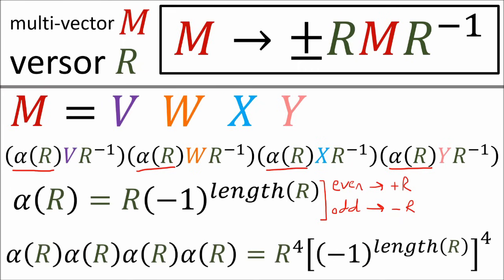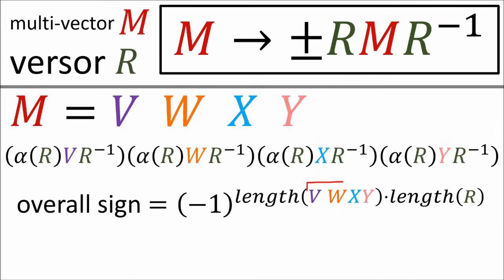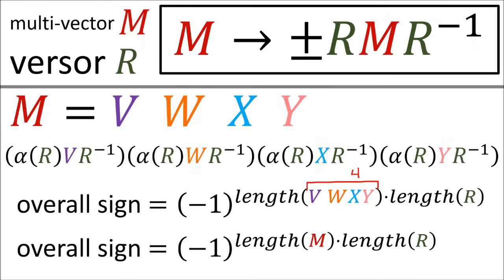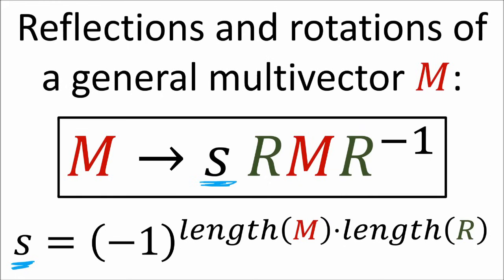If we have 4 grade involutions multiplied together, we get the same result, just taken to the 4th power. Using exponent rules, the exponent of an exponent just gives multiplication of the exponents. Here, the 4 is really the length of v, w, x, y, which is the length of M. So twisted conjugation of a general multivector M comes with an overall sign S, where the sign depends on both the length of the multivector M and the length of the versor R.